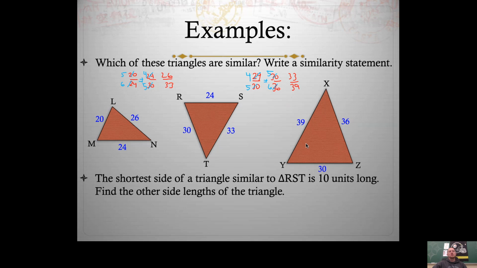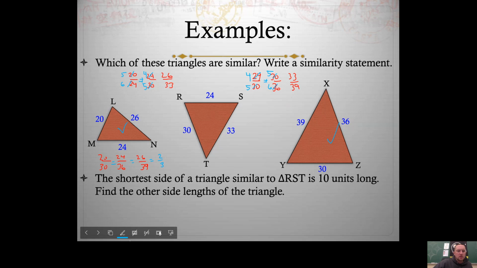Maybe the first one and the third one are similar. So we're going to check one more. I'm going to squeeze it down here. 20, 24, 26, 30, 36, 39. This is looking better. This is going to be 2/3. 12 goes into both here, so this would be 2/3. And 13 goes into both there, so that would be 2/3 as well. Okay, so these ones are equal. So your first one and your third one are similar.